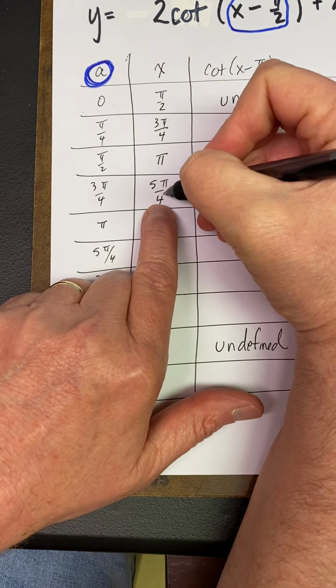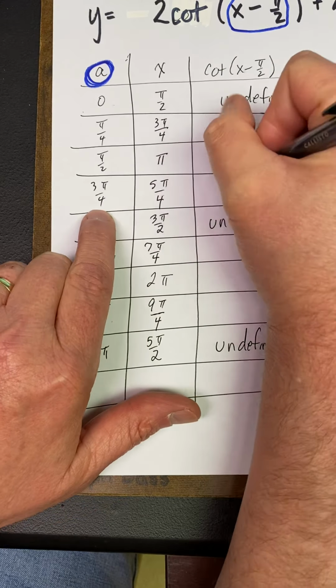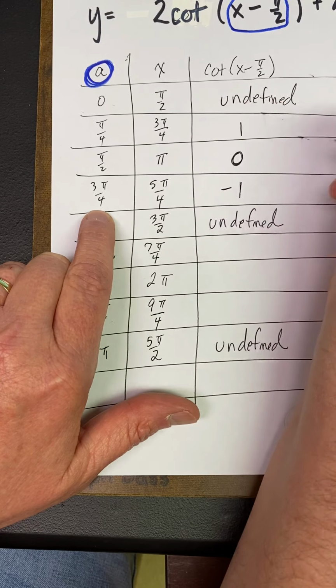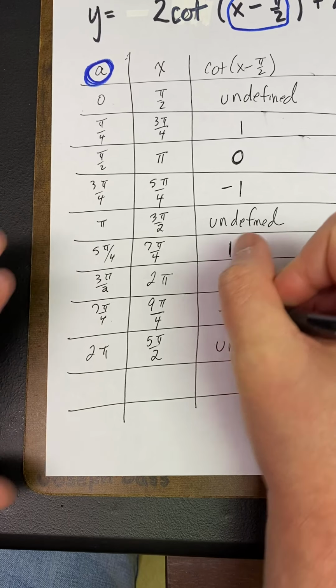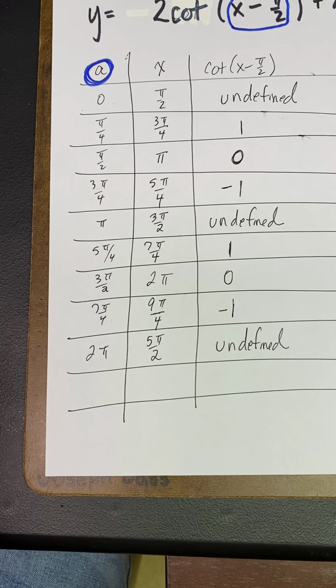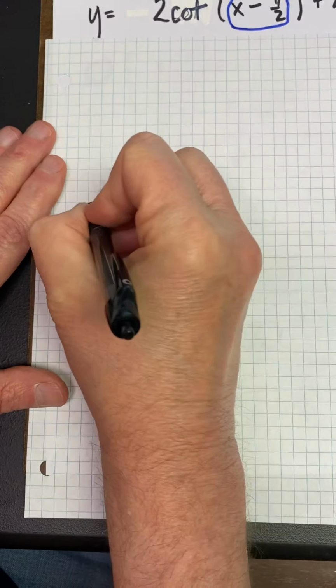Plug in 5 pi over 4, what comes out is 3 pi over 4, and the cotangent is negative 1. And then we do the same thing again, 1, 0, negative 1. And then we can plot those points and get a graph. Let's see, what kind of graph do we want?